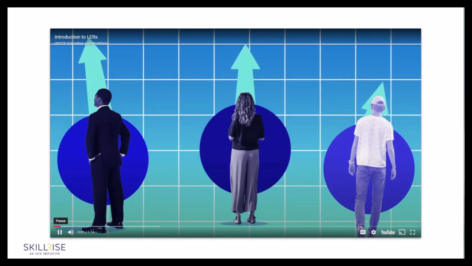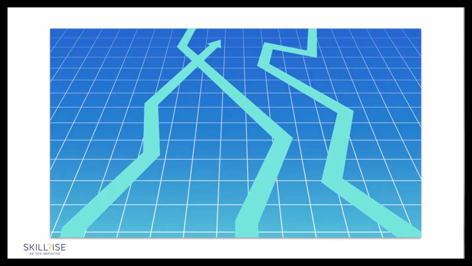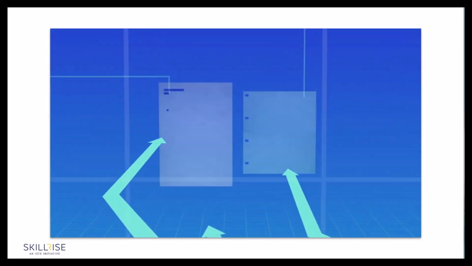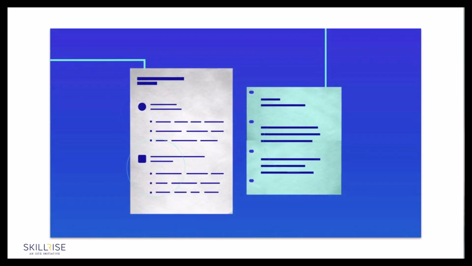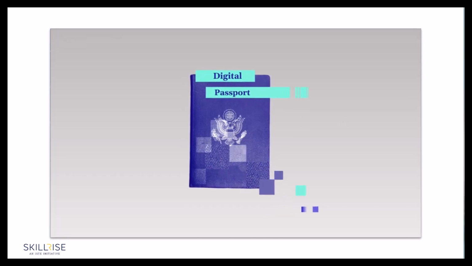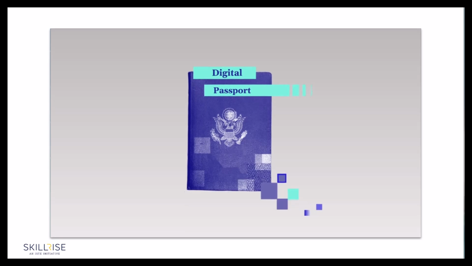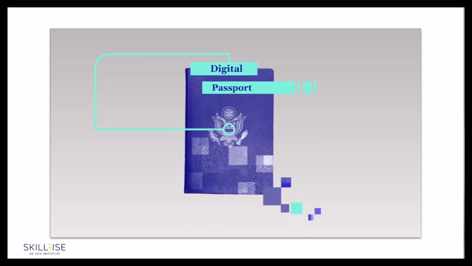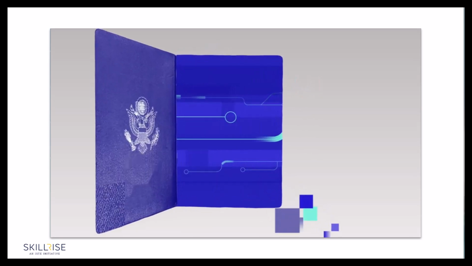Every person's career path is different, and keeping track of the sum of our experience can be difficult. Resumes and education transcripts help, but keeping them up to date, accurate, and verifiable is a constant challenge for students, workers, and job seekers. What we need is something like a digital passport, where all of our learning and skills can be brought together in one easily accessible place. That's where LERs come in.